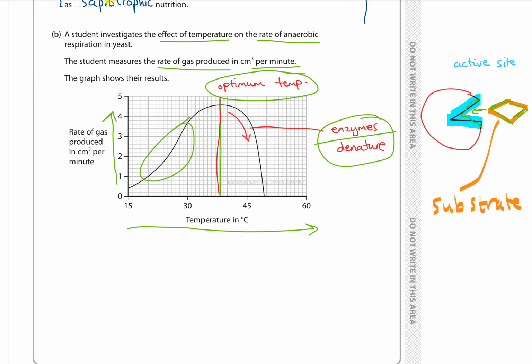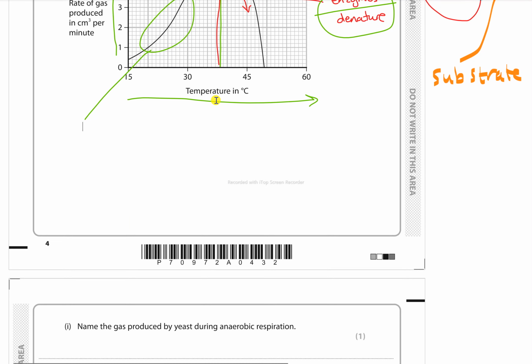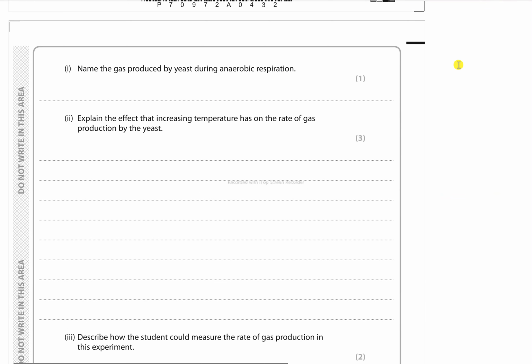Over here there's less kinetic energy, so the reaction's too slow. So you always look for the optimum temperature. In human beings it's around 37 degrees. Let's move on.